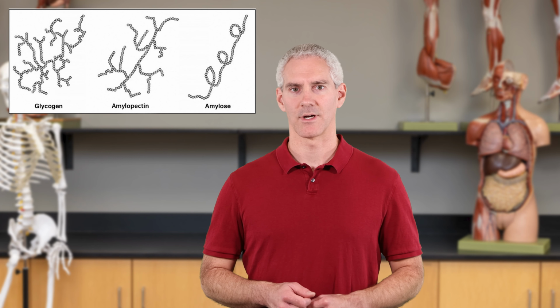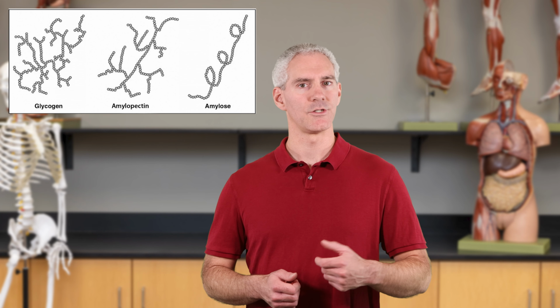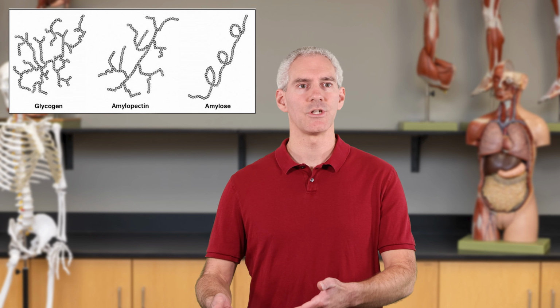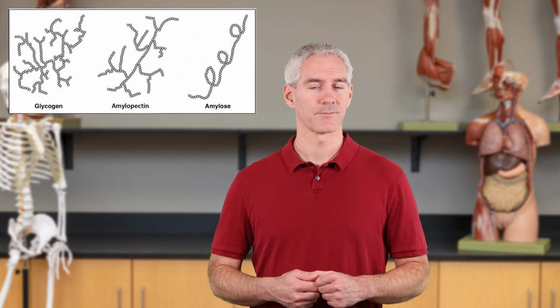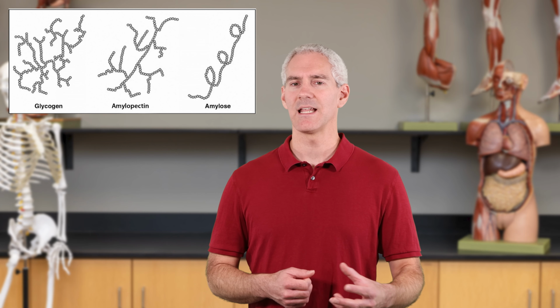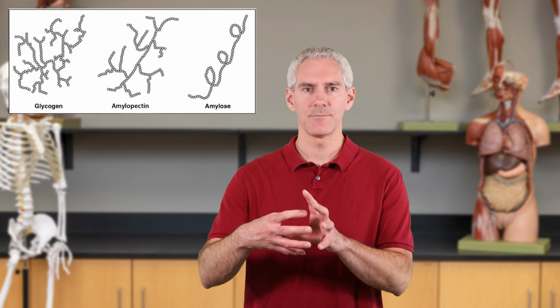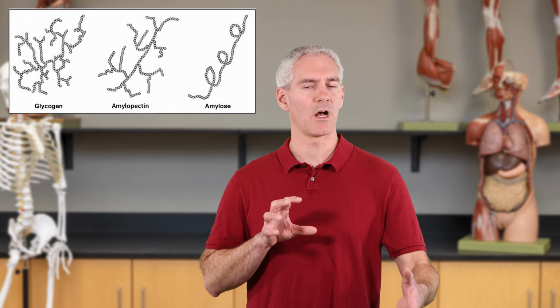Another polysaccharide is going to be glycogen. Now we know glycogen is the storage unit for glucose in animals, in us. Glycogen is going to have many branches. It can have these huge amounts of branches all coming off.